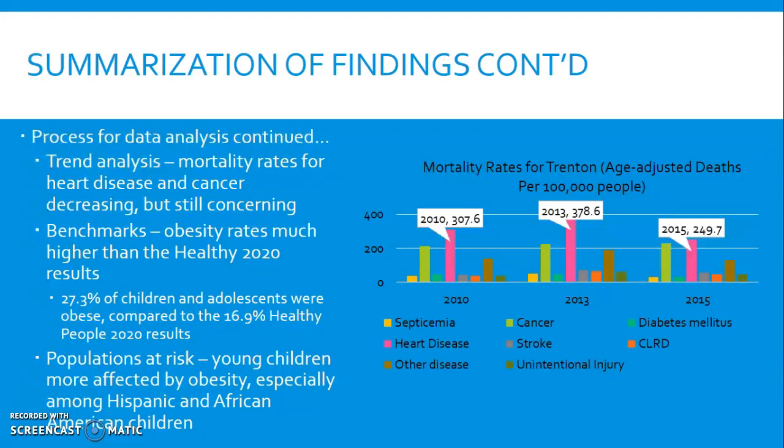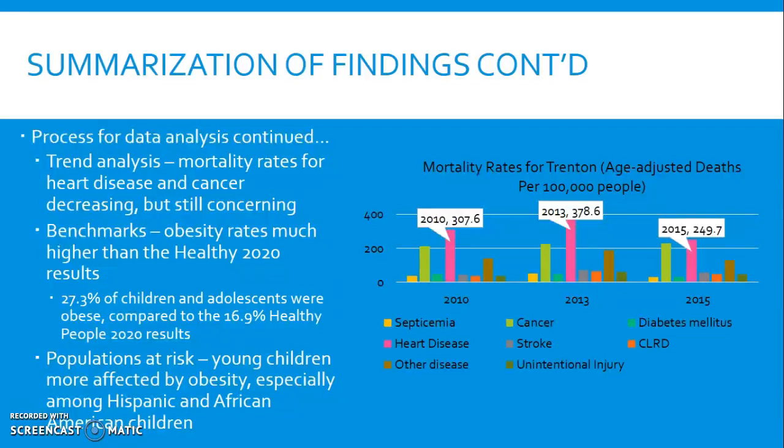Trend analysis was also used to see changes in mortality rates, which can be seen in the graph to the right. Mortality rates, as you can see, have decreased in the past 4 to 2 years. However, heart disease and cancer are still concerns, which are potential results of long-term obesity.